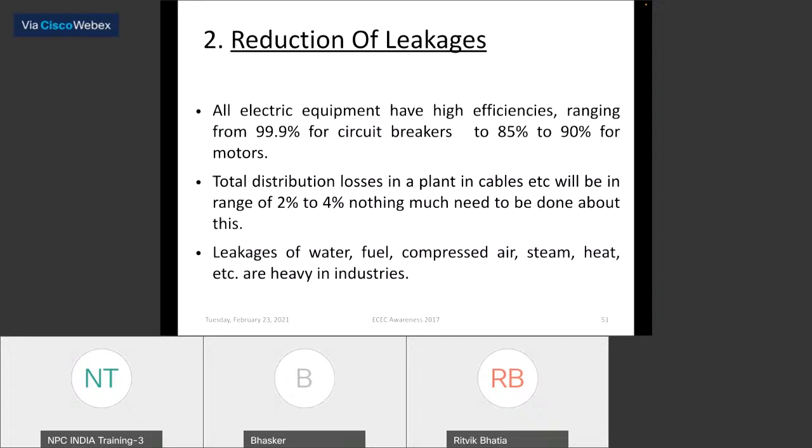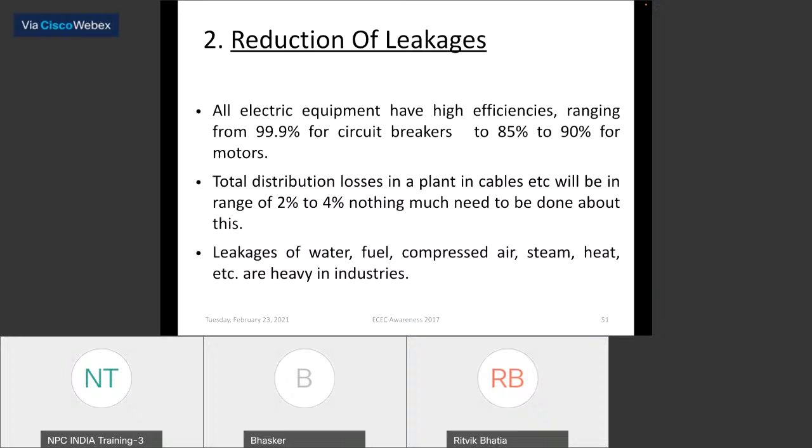The reduction in the leakages: all the electric equipment have high efficiencies ranging from 99.9% for a circuit breaker to 85 to 90% for all the motors. Total distribution losses in the plant, in the cable, etc., will be in the range of 2 to 4%. Nothing much needs to be done about this. Whatever is there in the plant, the switching operation, and the cable going throughout the industrial sector, nothing can be done. You want to use it, no? So you have to distribute within the plant. So the total distribution losses in the plant will be in the range of 2 to 4%.